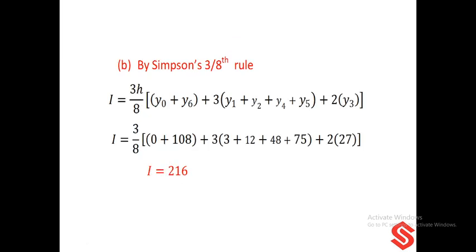Next, by Simpson's 3/8 rule, the formula is I is equal to 3h by 8 into y0 plus y6 plus 3 times the sum of ordinates which are not multiples of 3, like y1 plus y2 plus y4 plus y5, plus 2 times the ordinates which are multiples of 3, we will get only one, that is y3 here. So again substitute the values and simplify, we get I is equal to 216.